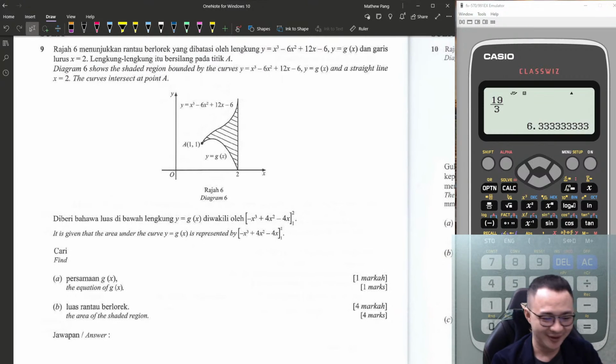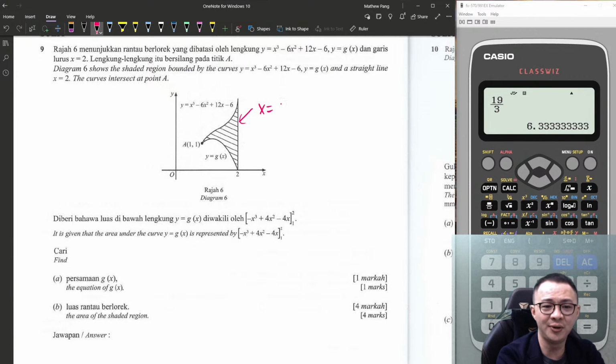All right. Yeah, finally we have something not too scary, which is number 9. Okay, this diagram 6 actually shows the shaded region bounded by the curve. We have a curve equation, and y equals g(x) as a straight line, x equals 2. So you should be able to see this as a straight line, x equals 2. It's given that the area under the curve y equals g(x) is represented by this. So find the equation of g(x).